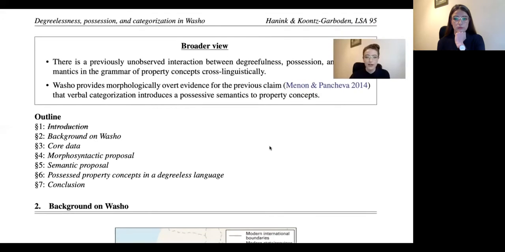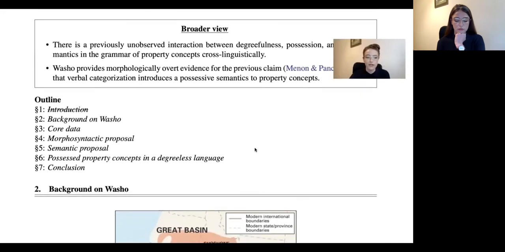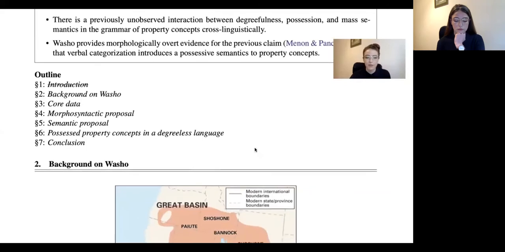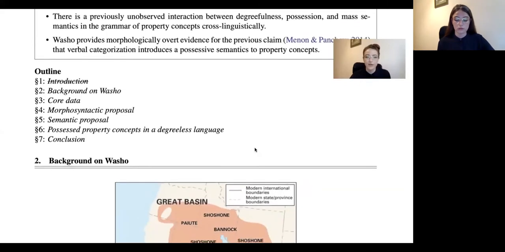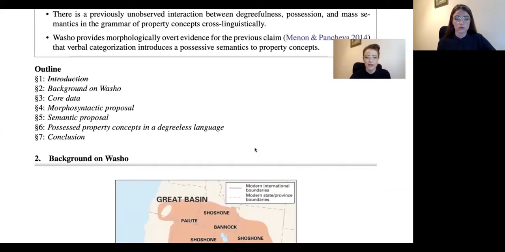The roadmap for the talk is as follows. First, we'll move on to give some background on the language. Then we'll discuss the core data that we need to address. After that, we'll present our morphosyntactic and semantic proposals. And before concluding, we'll discuss the ramifications of our analysis of possessed property concepts for a degreeless language such as Washoe.